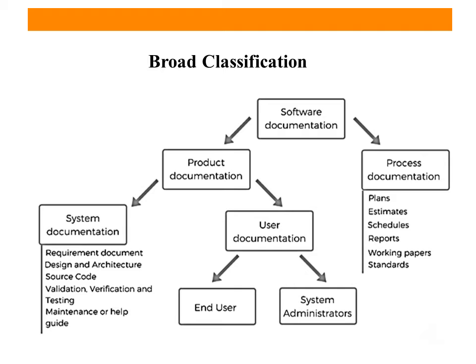After that, the second one is user documentation. User documentation is divided into two parts: end user and system administrators. And the major second part of software documentation is process documentation. It covers plans, estimates, schedules, reports, working papers, standards, etc.